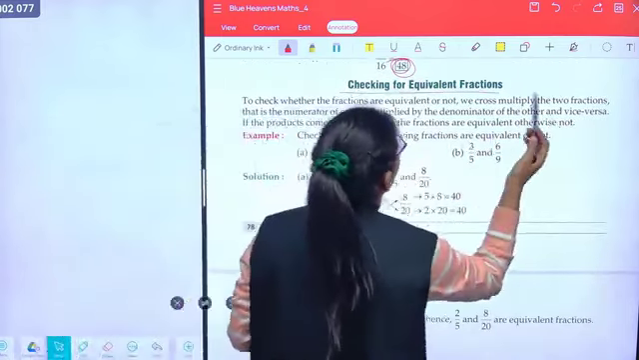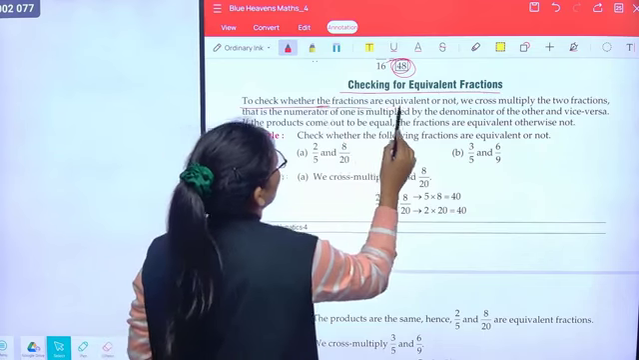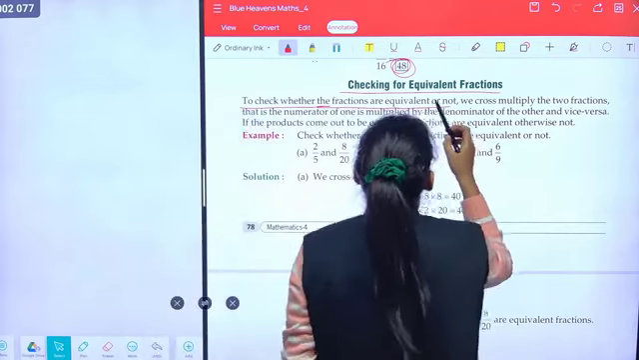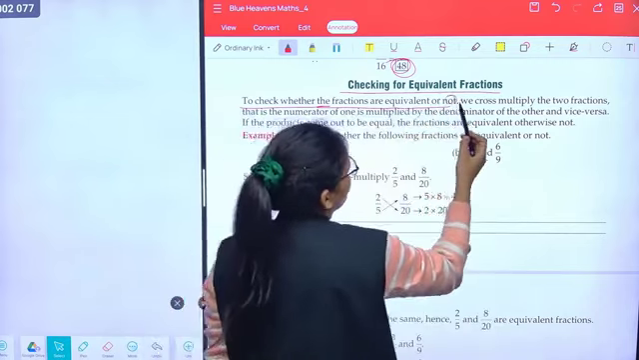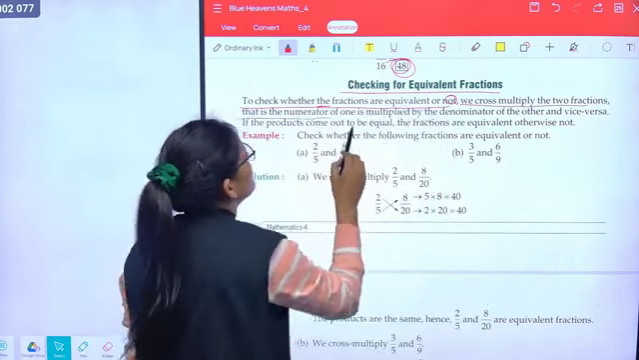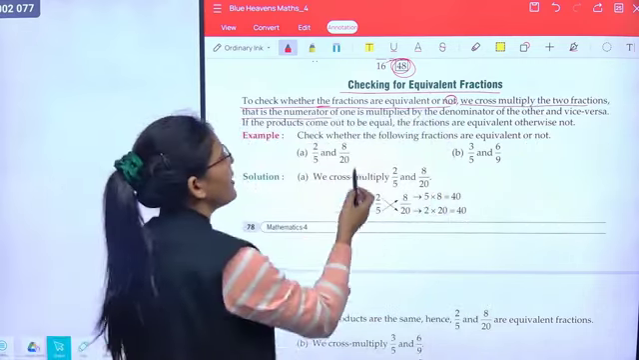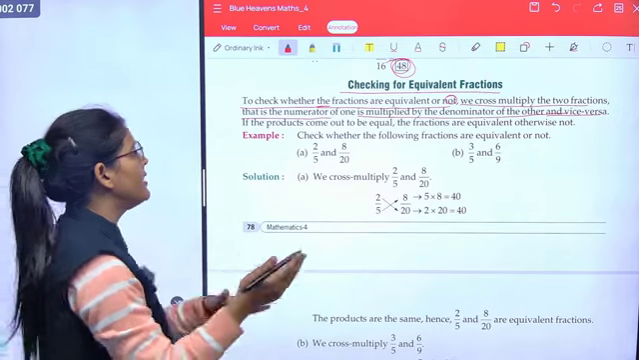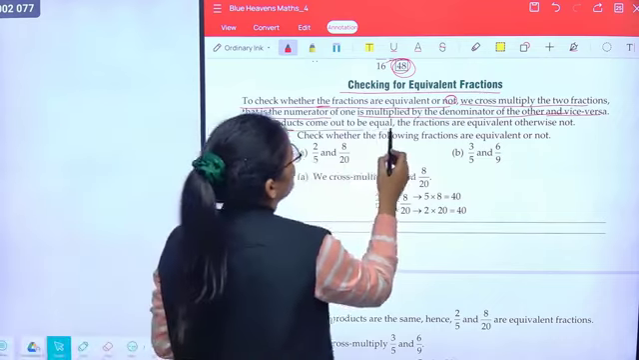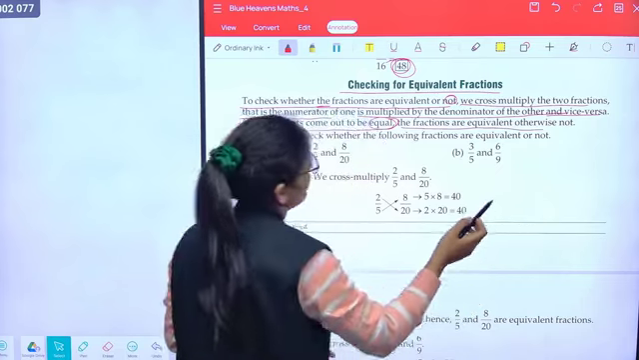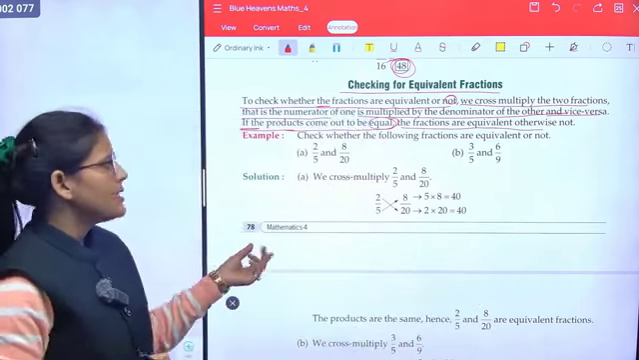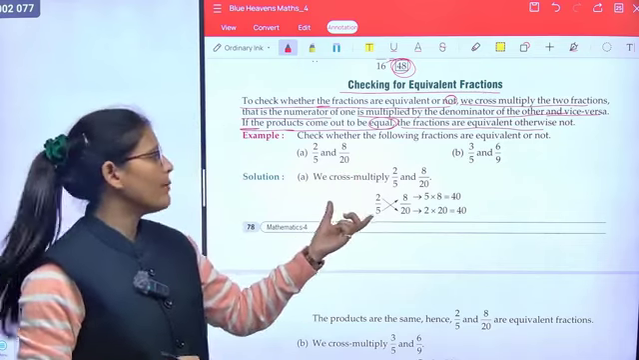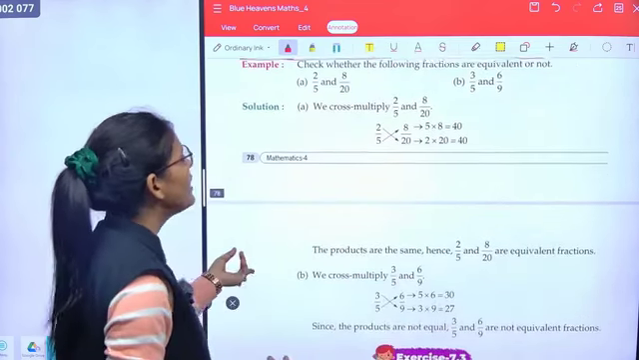Now checking for equivalent fractions. To check whether the fractions are equivalent or not, what will we have to do? We have to check our fraction, whether our answer is equivalent or not. We cross multiply the fractions, that is, the numerator of one is multiplied by the denominator of the other and vice versa, meaning opposite. If the products come out to be equal, the fractions are equivalent, otherwise not. If our product is equal, it means our fraction is equivalent, and if our product is not equal, it means our fraction is not equivalent.